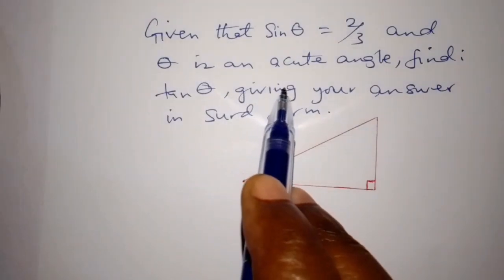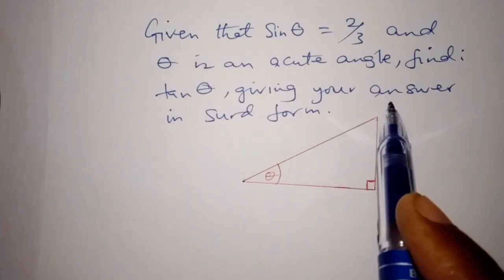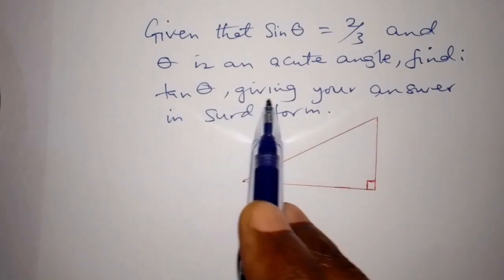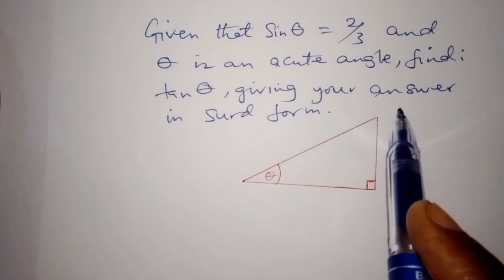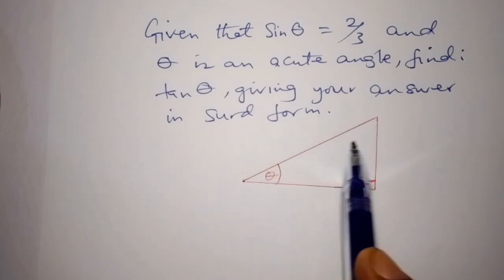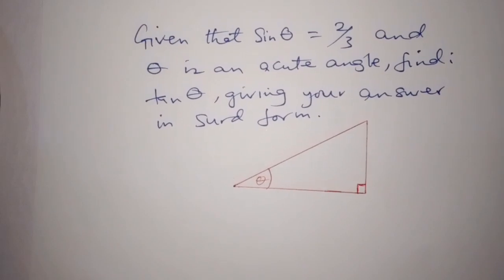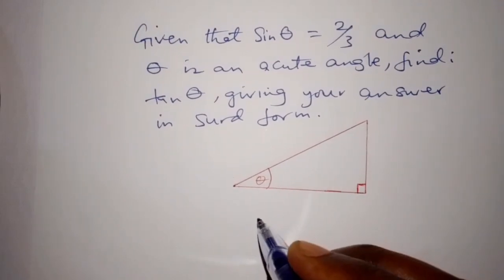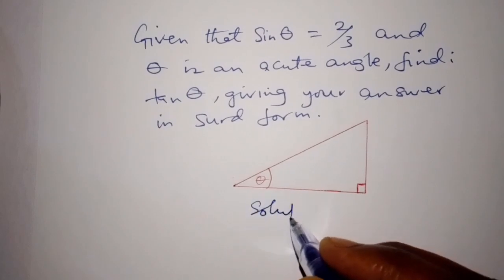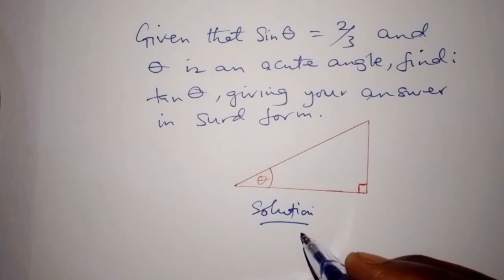Given that sine theta is equal to 2 over 3 and theta is an acute angle, find tan theta, giving your answer in surd form. So we can draw a sketch like this one here. Then we can have our solution.